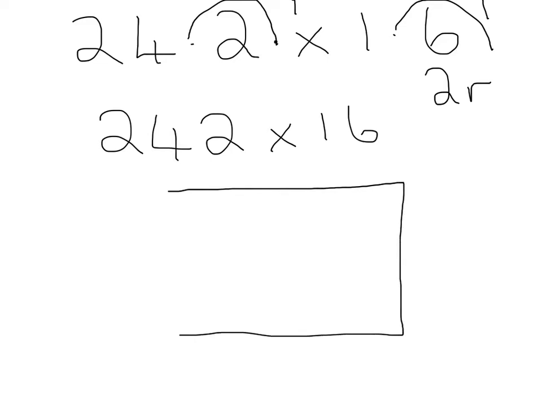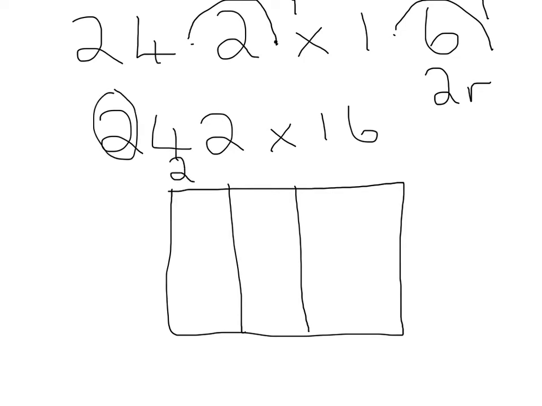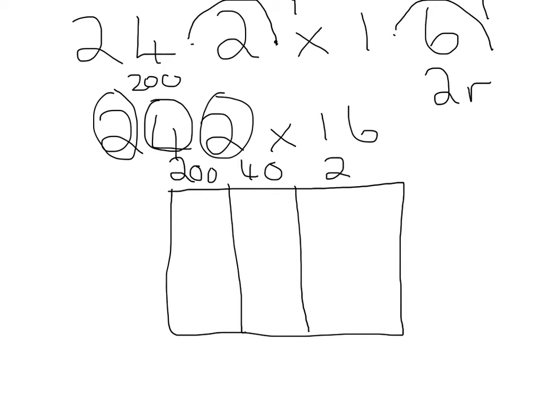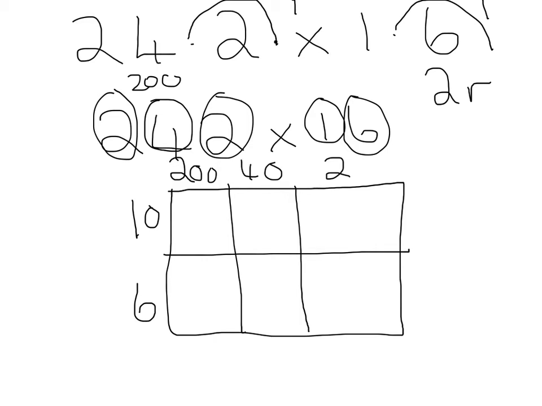So we're going to use our box. We're going to divide it into 3 across. The first one is 2. This represents 200, so we can put the 200 there. This represents 40, so we can put the 40 there. And this just represents 2. Now we're going to split it into 2 down, for the 16. So this one here represents 10. This here represents 6. Now I know you know how to use this.